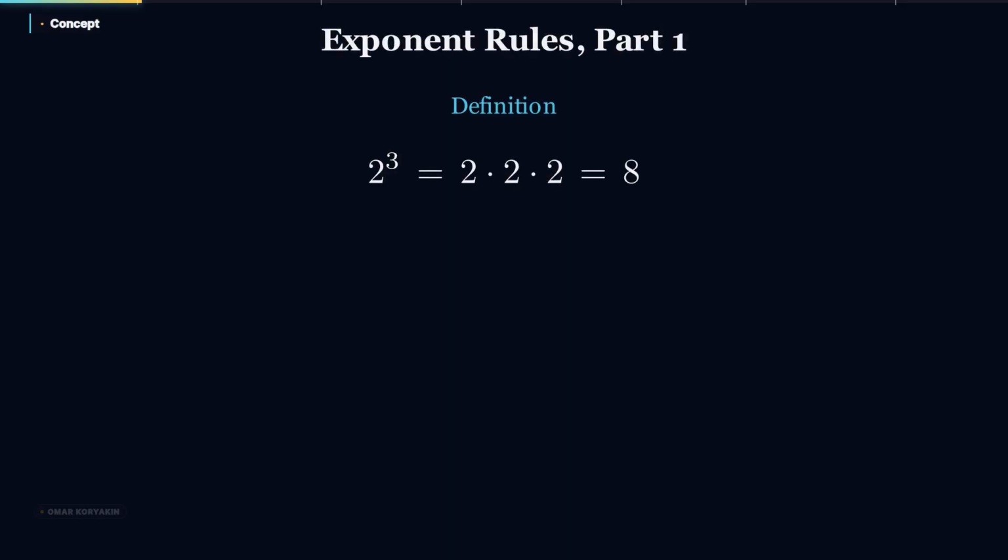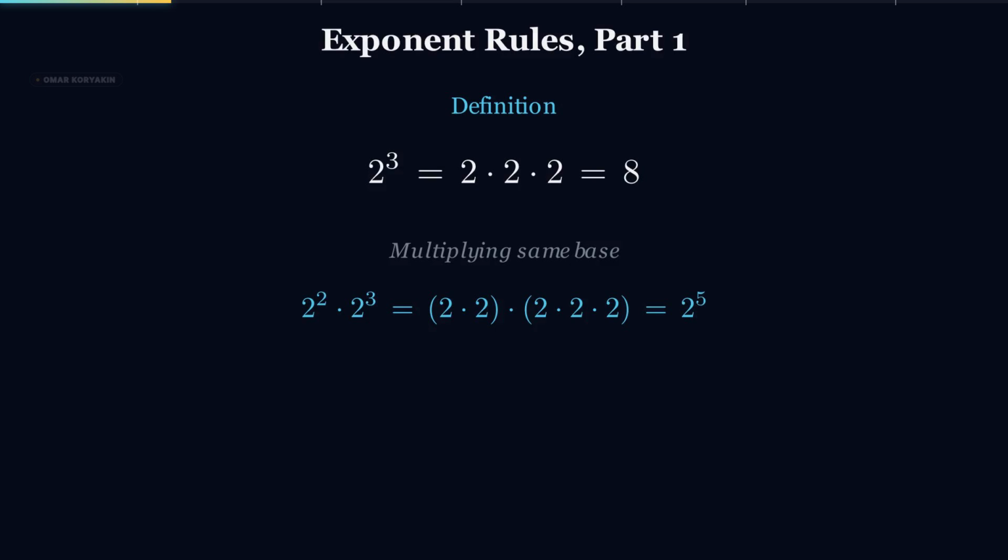Here is the formal definition of an exponent. 2 cubed equals 2 times 2 times 2, which equals 8. The base is the number 2 and the exponent is the small number 3 sitting up to the right. Read the notation as 2 multiplied by itself 3 times, no more, no less. The single number 8 on the right is what the entire expression evaluates to once you carry out the multiplication.